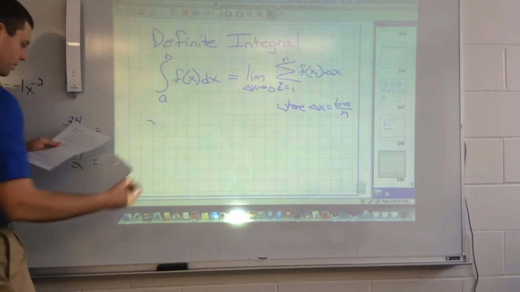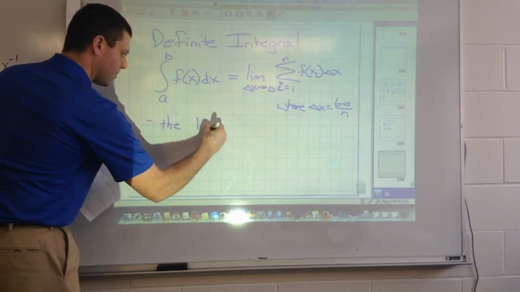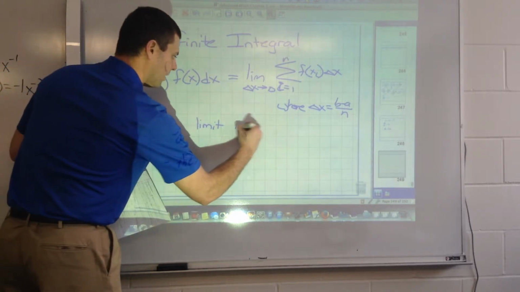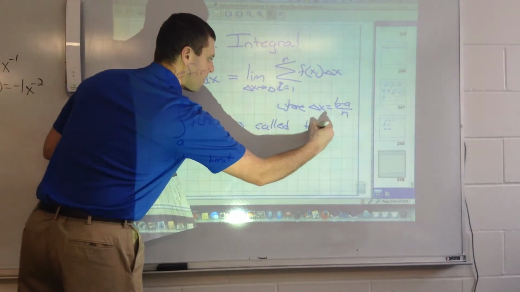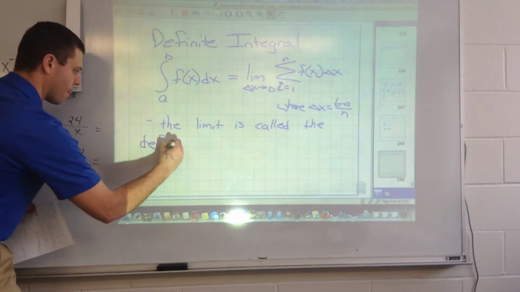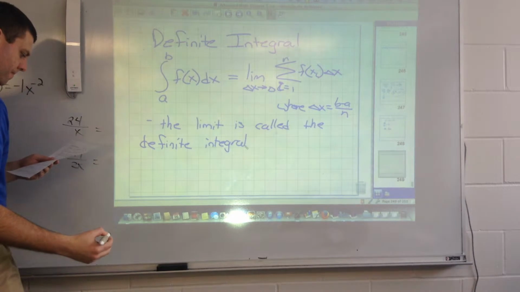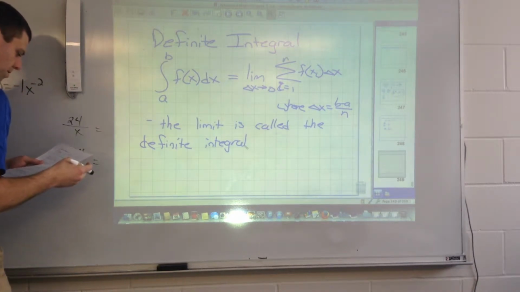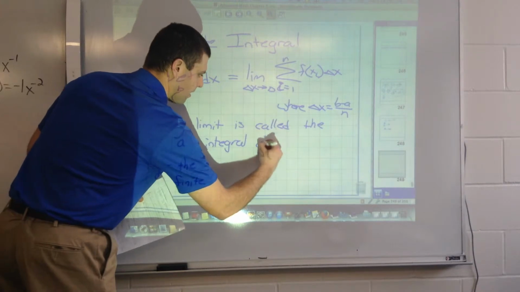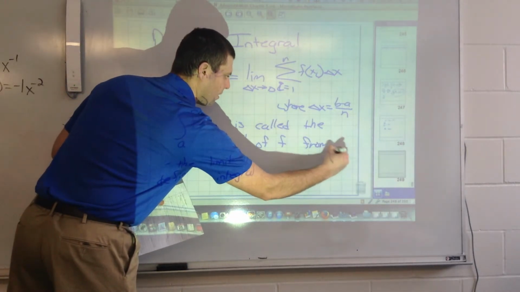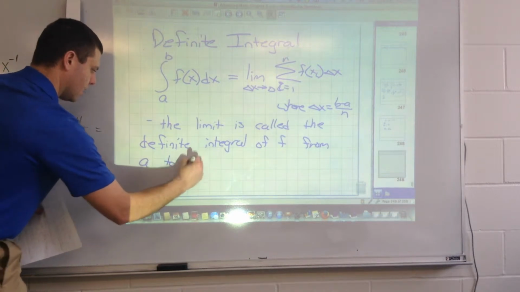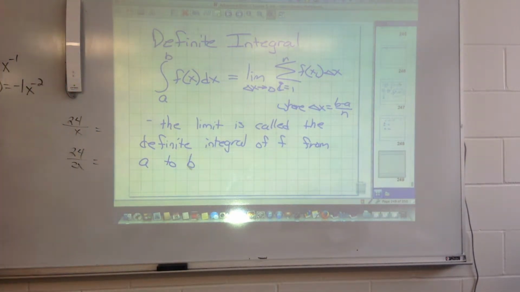So I'll write this out in words. The limit is called the definite integral of f from a to b. The limit, so in other words, the value that you get by doing the limit, that is called the definite integral of f from a to b.